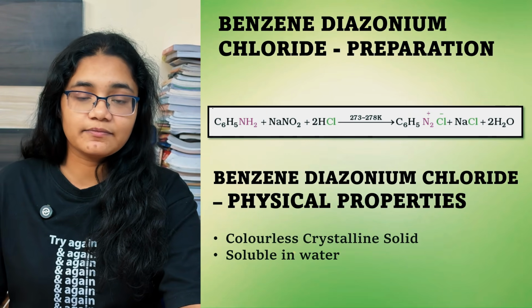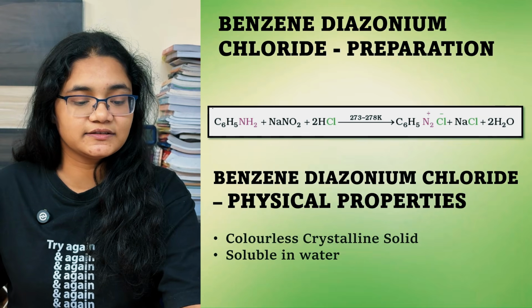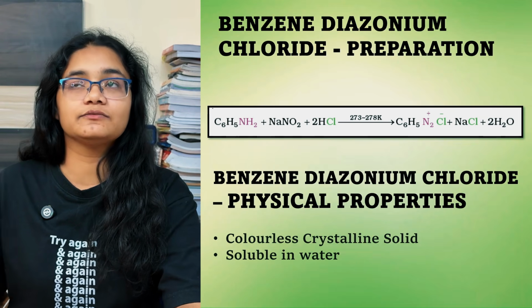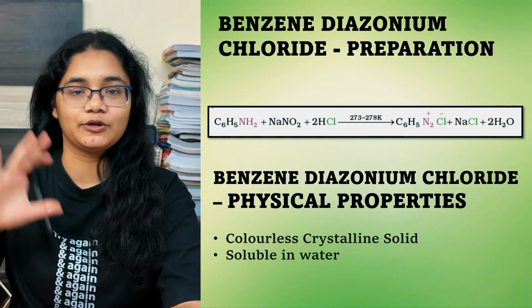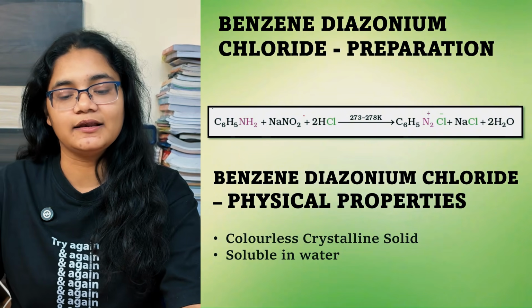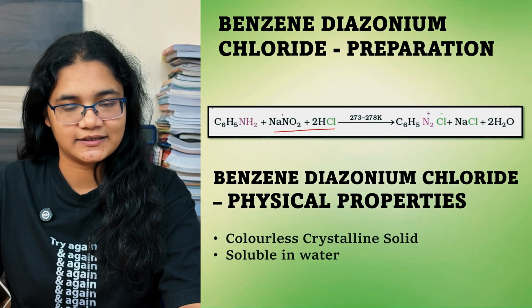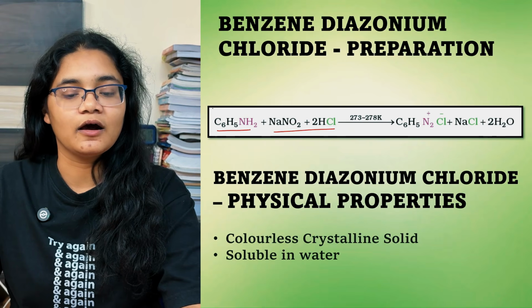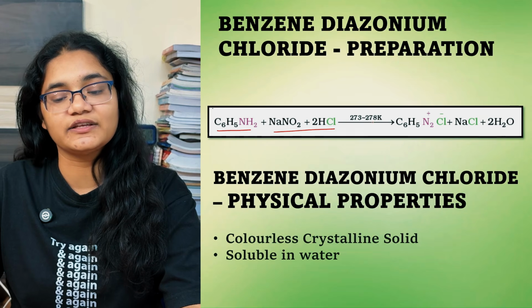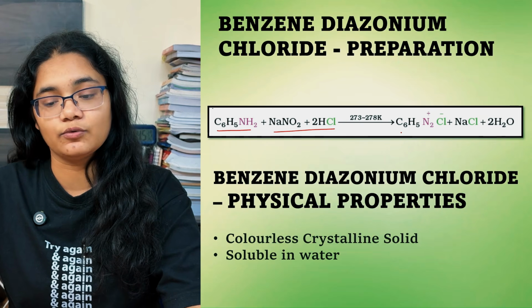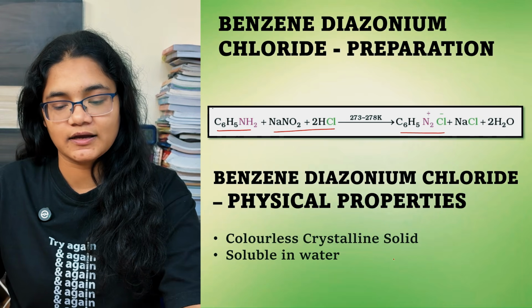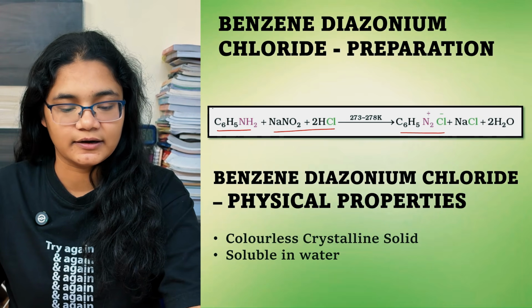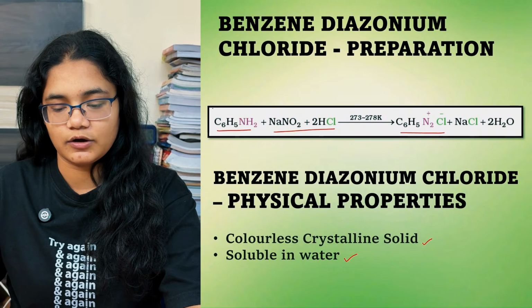Now we will see something called benzene diazonium chloride. This is such an important product, and using this we can prepare so many products. That is why this is a separate topic that you need to study. When you have aniline and treat it with NaNO2 and HCl at 273 to 278 Kelvin, you get benzene diazonium chloride. Benzene diazonium chloride is a colorless crystalline solid and it is soluble in water.